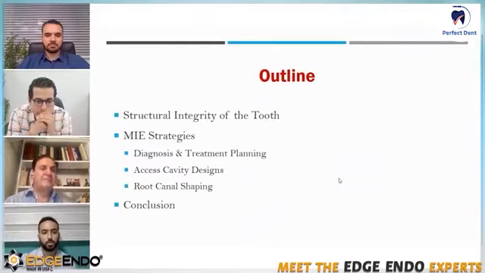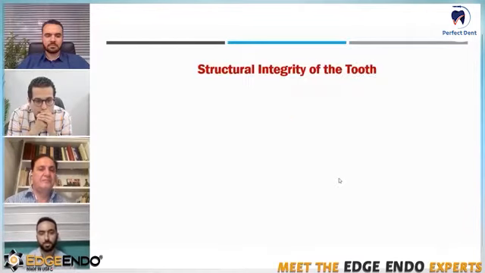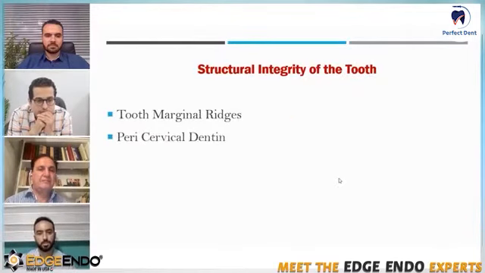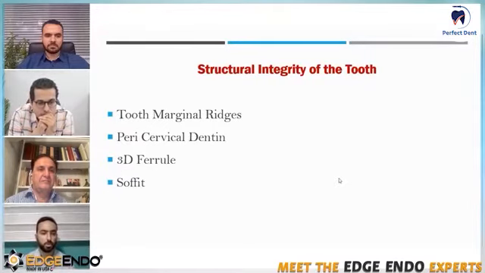We will be talking quickly about components giving us the structural integrity of the tooth, and then the different strategies for minimal invasive approaches, and then the conclusion. So again, we will repeat quickly the basic components that we most care about during tooth preparation and we most care about to preserve. Number one are the tooth marginal ridges.